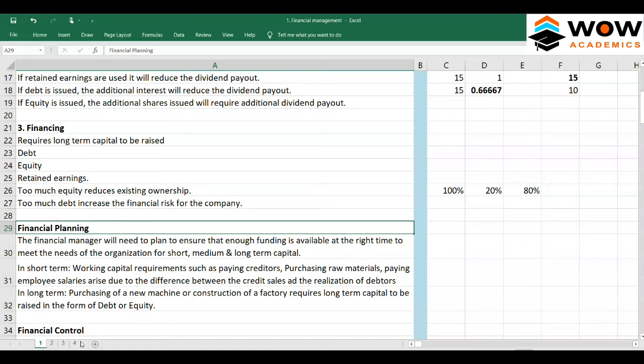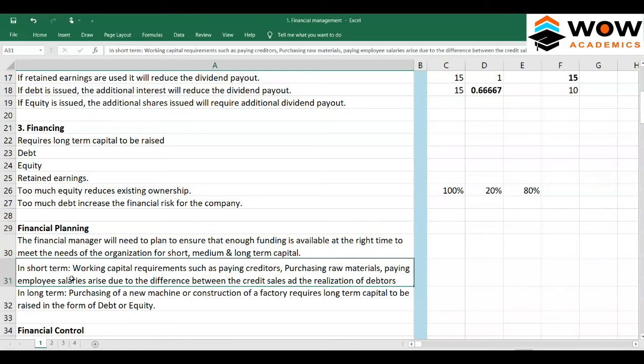Short-term funds are required for working capital purposes. Short-term requirements such as paying creditors, purchasing raw materials, and paying employee salaries arise due to the difference between credit sales and the realization of debtors. So in the short term we have to ensure that working capital is enough. What is working capital? Working capital refers to the amount of funds that we should always have in hand, so that whenever we have to pay salary, tax, electricity bill, or any corporation tax, whatever is due in the short term, we should be able to pay it.